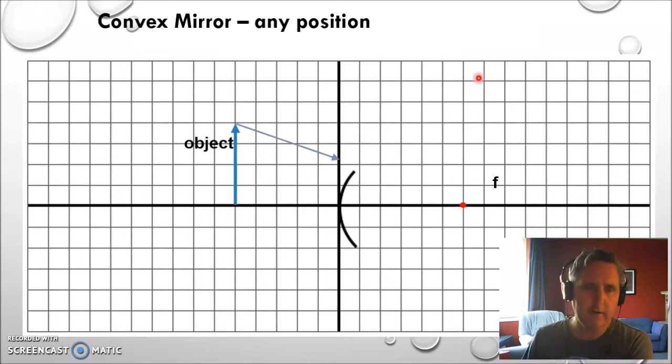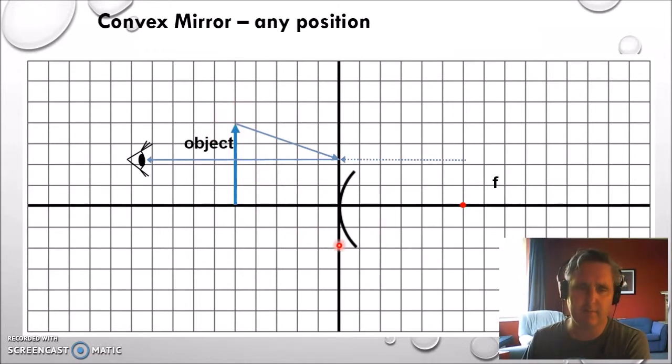The first one we draw is the one that goes towards the focus and then bounces off parallel. Now, because the light rays don't converge on the left-hand side, our eye is going to see them converging on the other side. So we're going to draw a back ray, a dotted line, that is going in the same path as the reflected light ray, the line that we would look along and expect that's where the light had originated from.